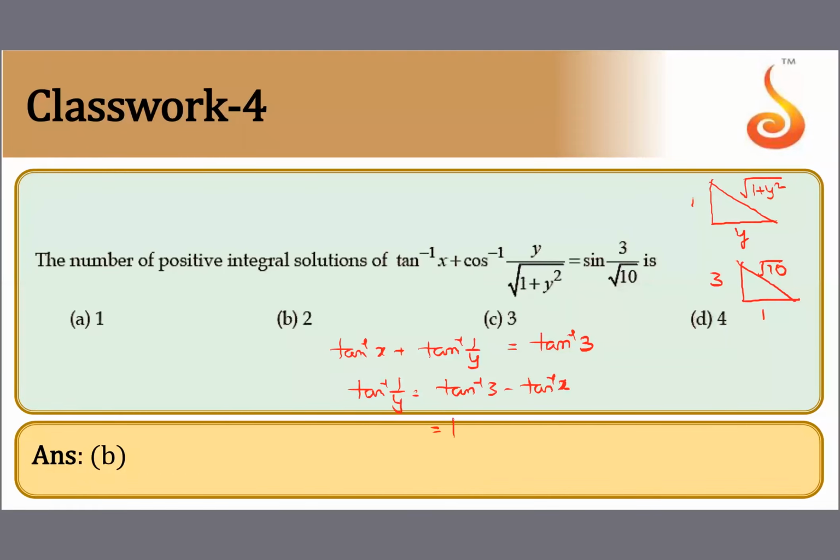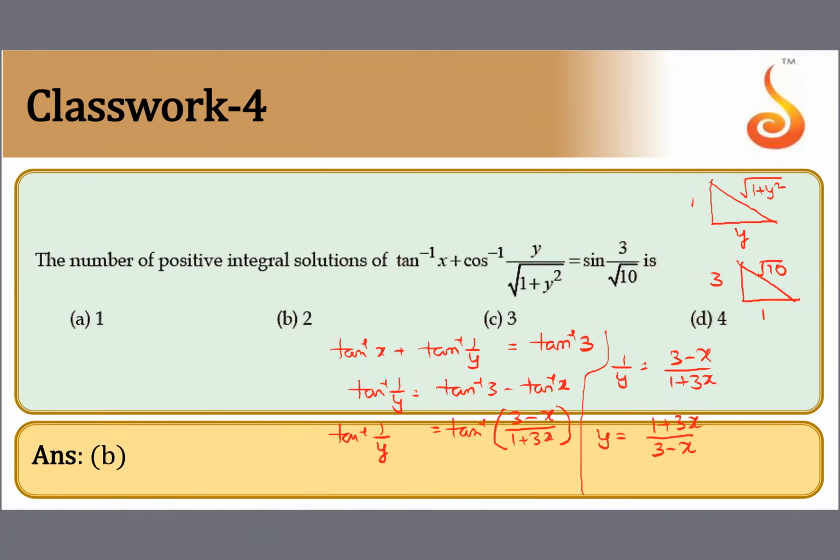This can be written as tan inverse of 3 minus x by 1 plus 3x is equal to tan inverse 1 by y. Next step, we can remove both. We can write 1 by y equal to 3 minus x by 1 plus 3x, or y equal to 1 plus 3x by 3 minus x.